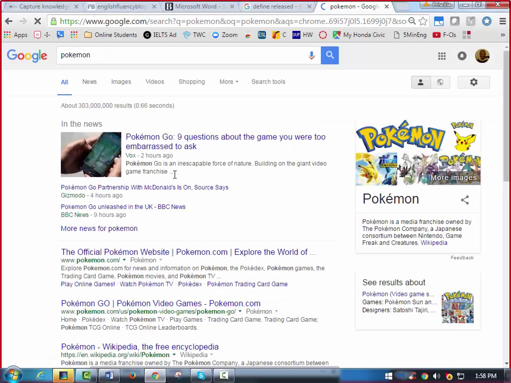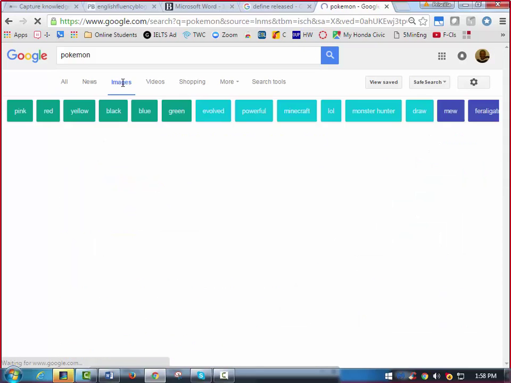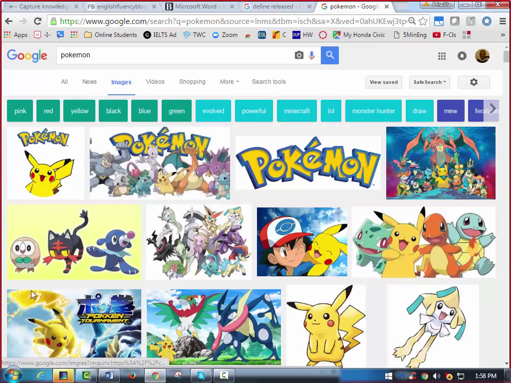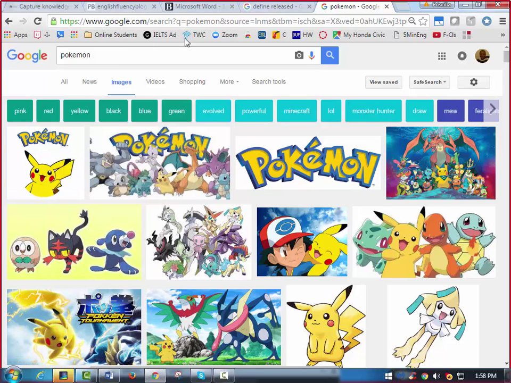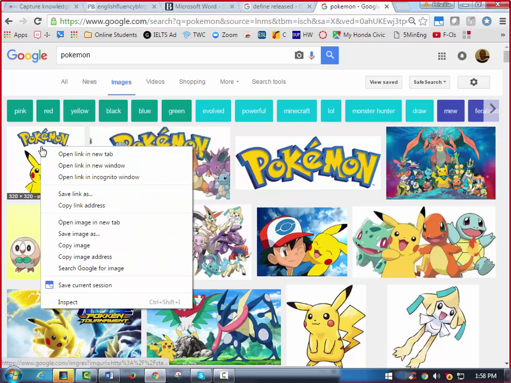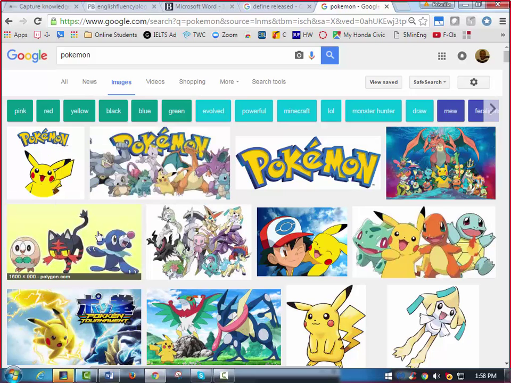And to find a Pokemon, I'm going to go to images. And I'm just going to choose this first one. Save image, copy image. Now, I don't know if everybody's computer will do this, or you can go to save image as and save it to your computer. But it takes so long to do that. So I'm not going to do that.